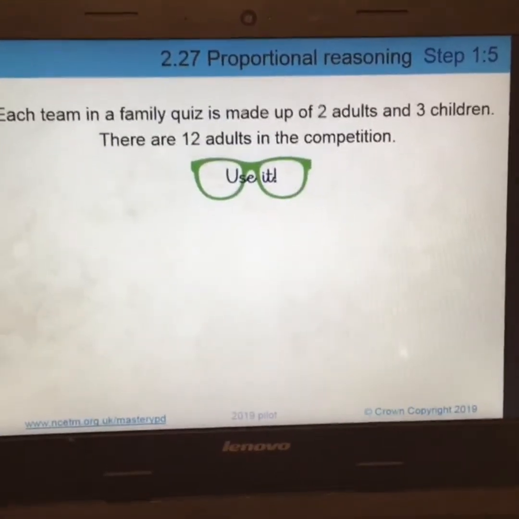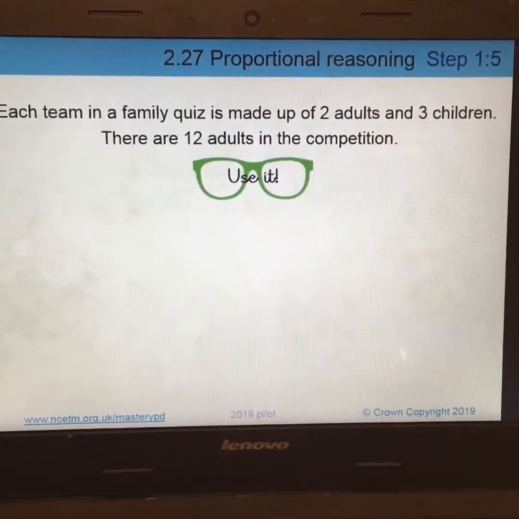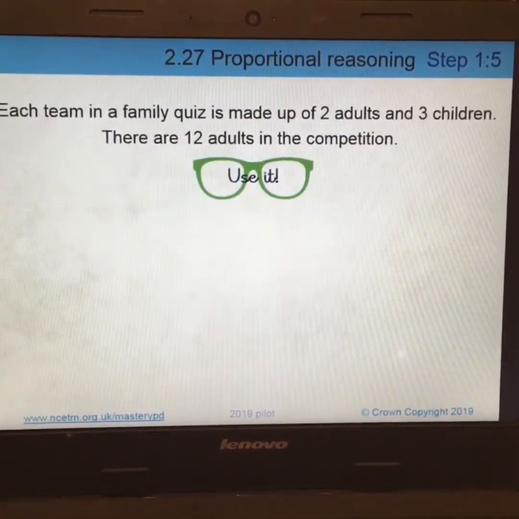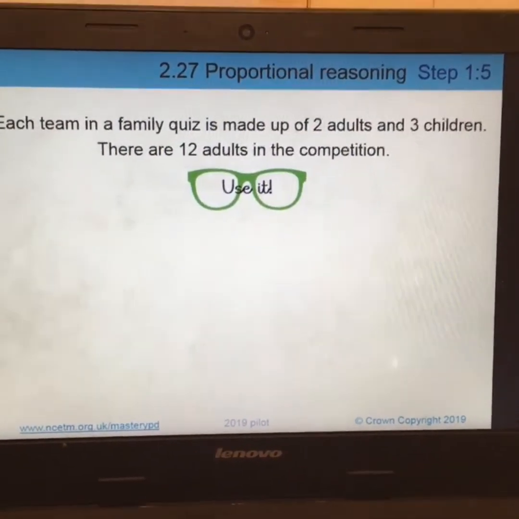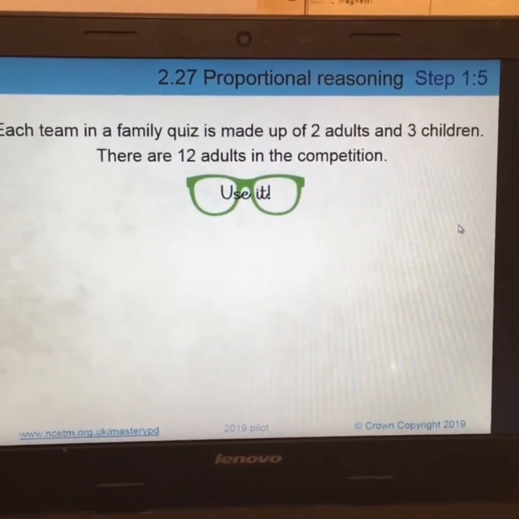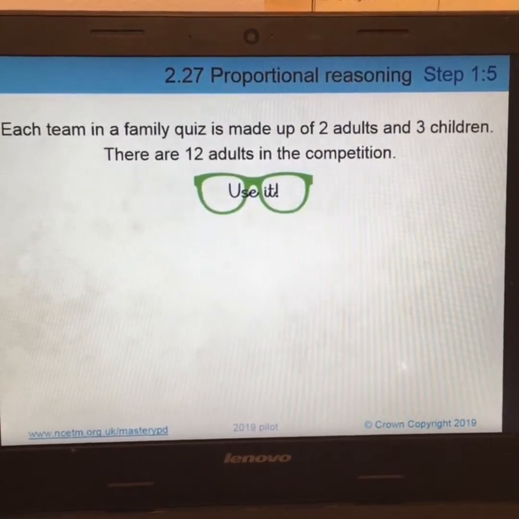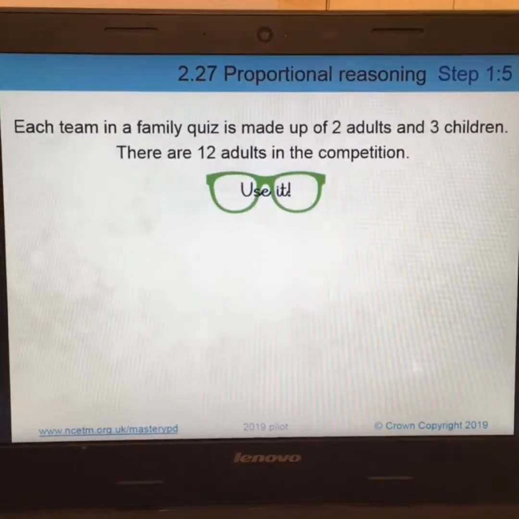I want you to read it, write down your ratio, and work out how many children there would be if there was 12 adults. And have a go at representing it in different ways.